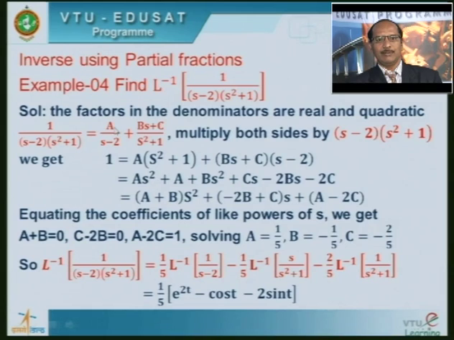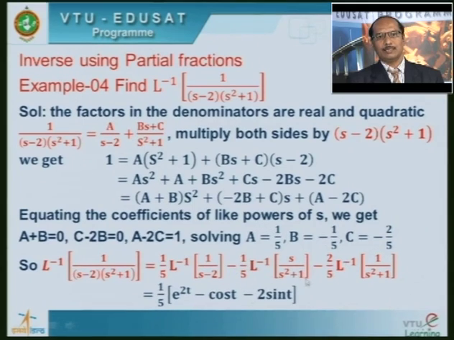So, substituting these values into the partial fractions. The a value is 1 upon 5, and 1 upon 5 is taken outside because it is a constant. So, L inverse of 1 divided by s minus 2. Next, b is minus 1 upon 5 into s. Minus 1 upon 5 is taken, and we have split it into two terms here, bs divided by this and c divided by this. So, s divided by s square plus 1. Next, the c value is minus 2 by 5, then L inverse of the remaining 1 divided by s square plus 1.